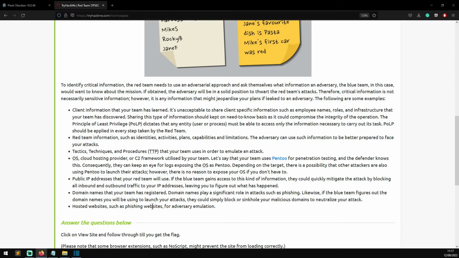Hosted websites such as phishing websites for adversary information. Again, with domain names, it's quite easy to tell when you're being phished. If you can just view the headers of the email, you can see that the domain name isn't a genuine domain name owned by that particular person or that particular company.